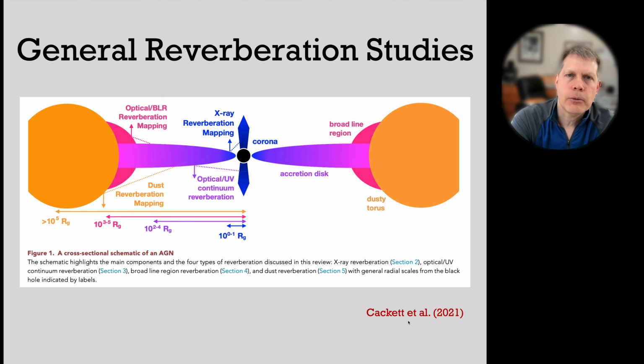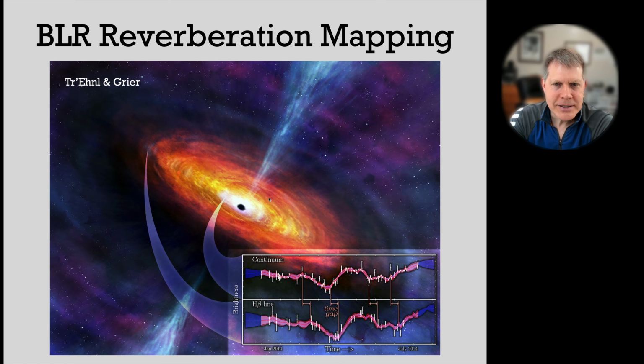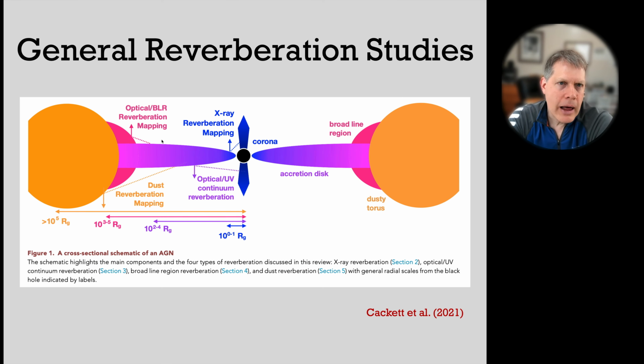To put this into a little more context, this plot here, which I showed in the previous lecture as well, nicely summarizes the general enterprise of reverberation studies. Now, the reverberation that we're talking about here is reverberation of the broad line region. So the thinking is that you have an ionizing continuum source, generally in the extreme ultraviolet, as I'll talk about more soon, shining upon the broad line region gas, causing these emission lines to be produced. That's the optical BLR reverberation mapping. And that's the one we're talking about today.